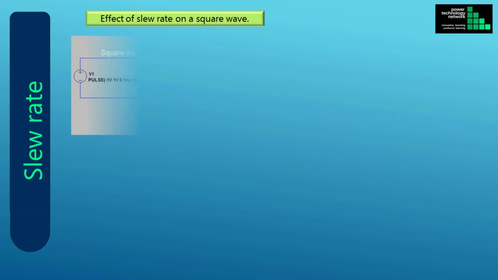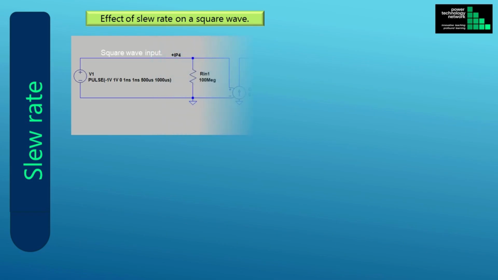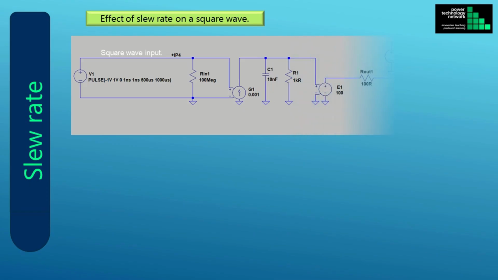The input signal is a square wave, with an amplitude of 1 volt, and a frequency of 1 kHz, or a period of 1000 microseconds, as indicated in the schematic. The rise and fall times of the square wave are both 1 nanosecond, which is quite fast. These values have deliberately been specified to be fast, so that the effect of the slew rate can be illustrated more clearly. The duty cycle is 50%.